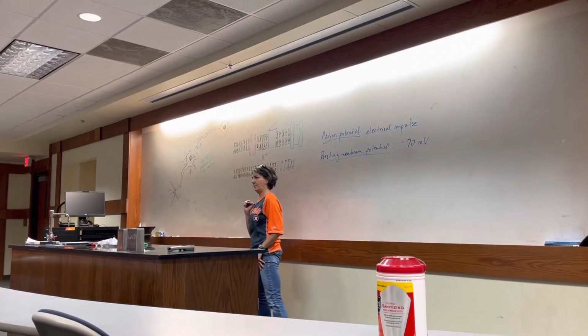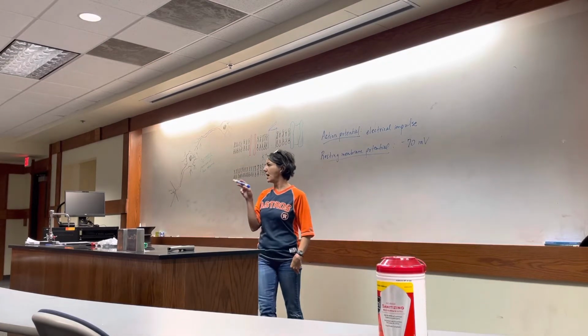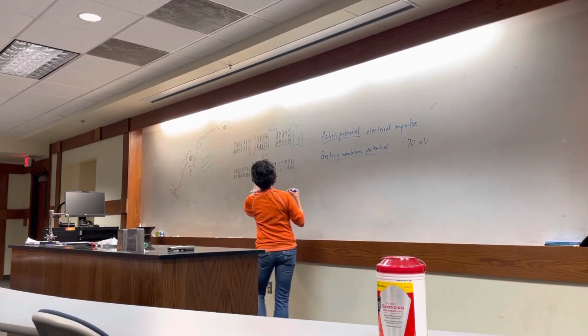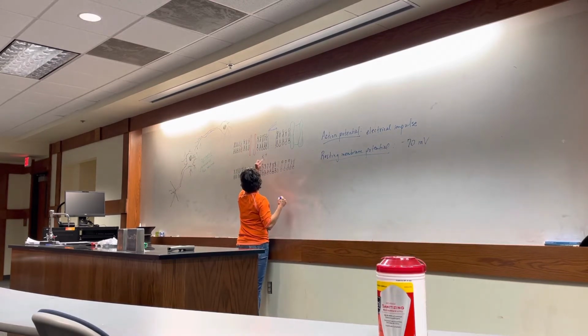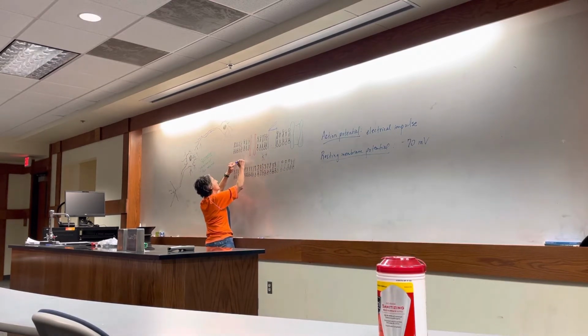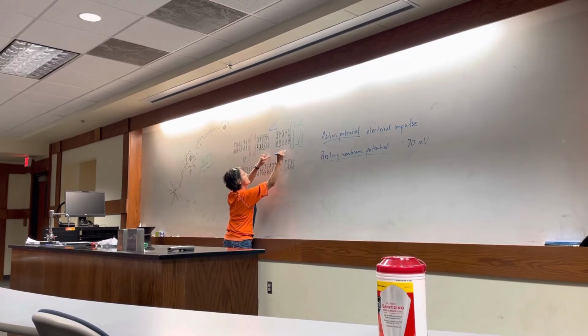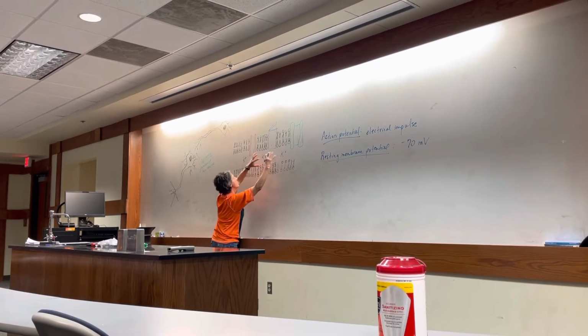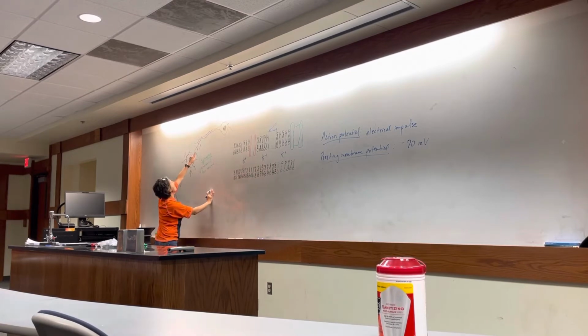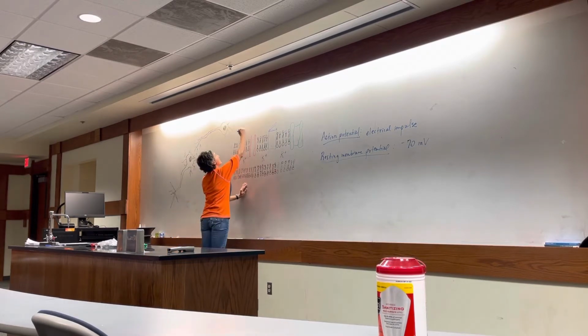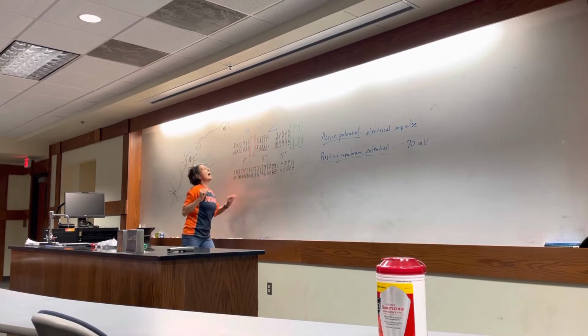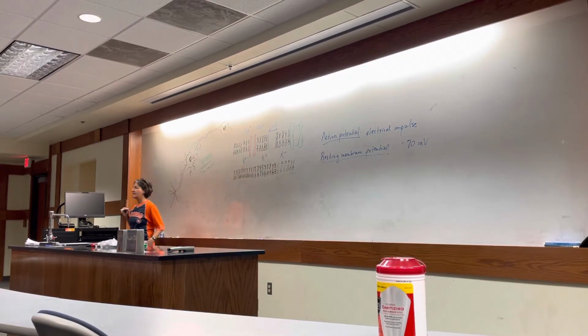Okay, that's potassium. It's a positively charged ion. We call those cations. It is more prevalent on the inside. What I've drawn here is the inside of the axon. On the outside, you have more of that ion. What ion is that? Sodium.